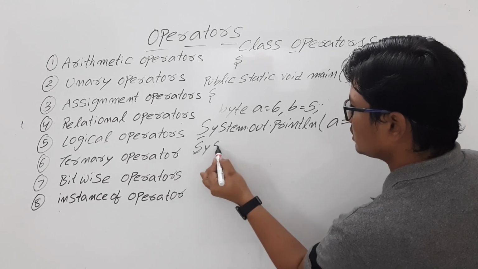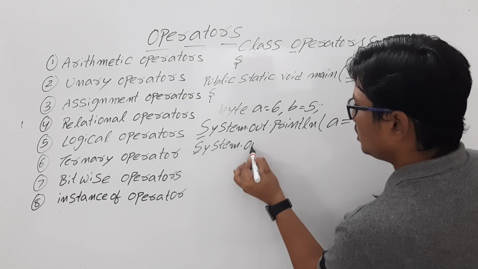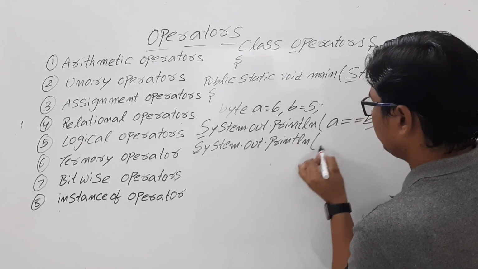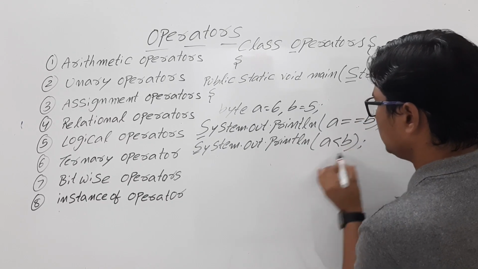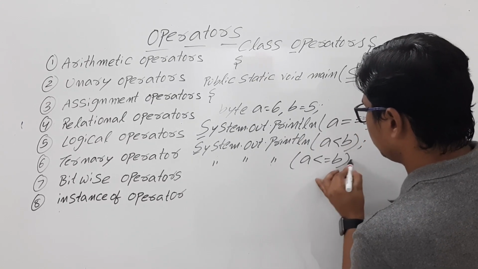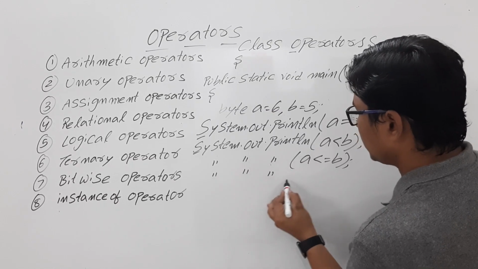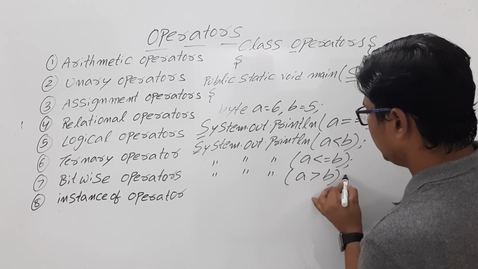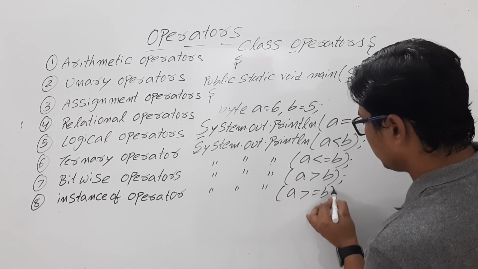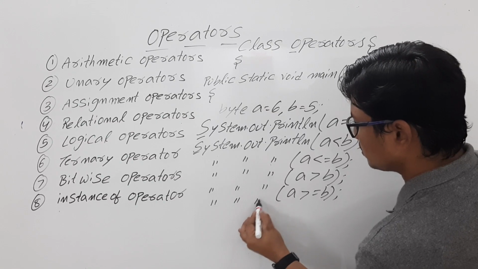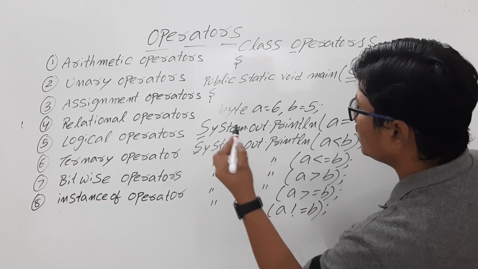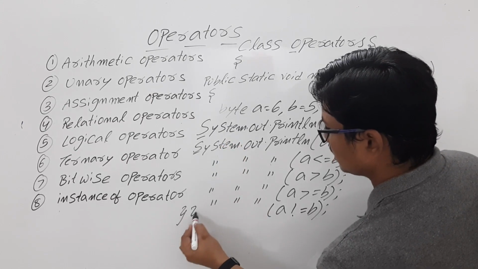Then if you write System.out.println A is equal to B. Similarly, if you write System.out.println A less than B, similarly System.out.println A less than or equal to B, System.out.println A greater than B, System.out.println A greater than or equal to B. Similarly, if you write System.out.println A not equal to B. Let me close the main function and the class.